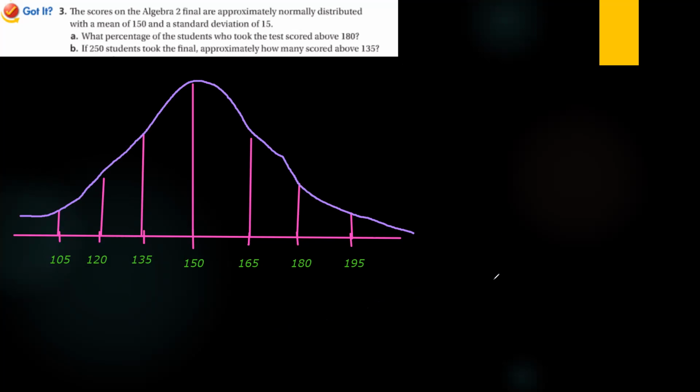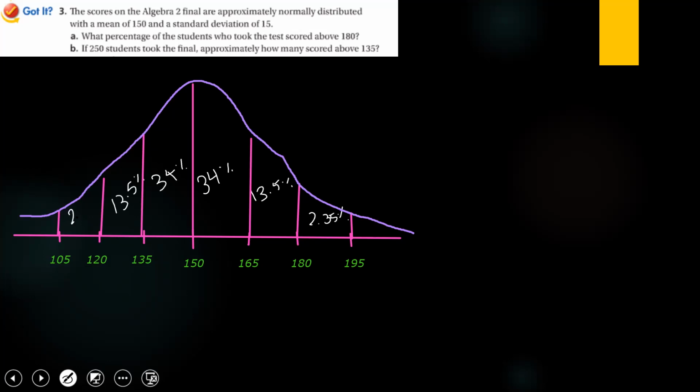Now then, what percentage of the students who took the test scored above 180? So I want to find the percentage of the students who took the test above 180. Before that, sorry, let's label the numbers. Here we have 34%, 34%, 13.5, 13.5, 2.35, and 2.35.